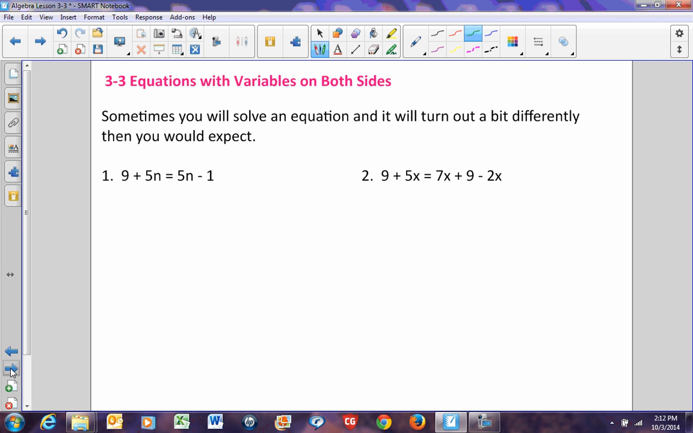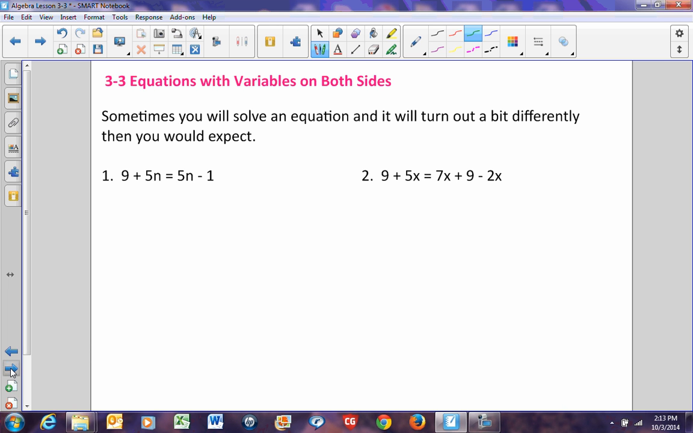Sometimes you will solve an equation and it will turn out a little bit differently than what you're used to. If you remember the previous equations, we always had an answer: 15, 4, it doesn't really matter, it was an answer. We'll get answers here, but they're not going to be exactly what you're expecting. And this is where that identity definition comes back into play.